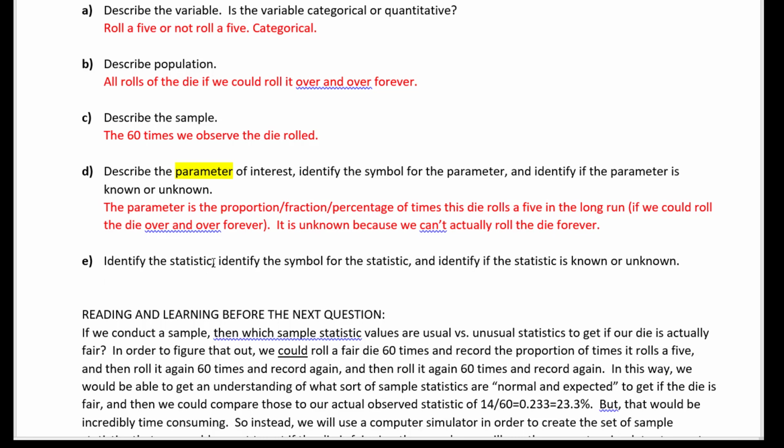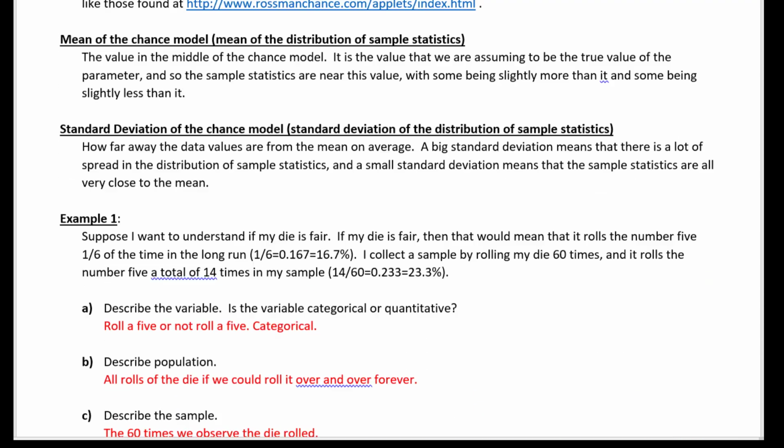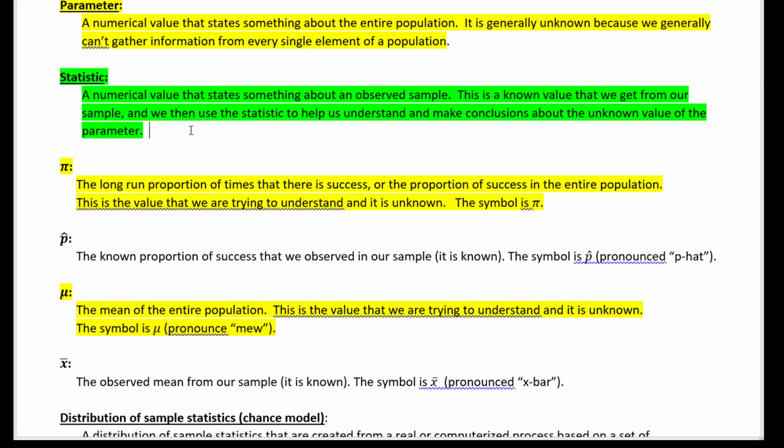Next, it asks us to identify the statistic. So that's also a very important word. We're going to use a statistic to help us understand the value of the parameter. So let's go back up here again. A statistic is a numerical value that states something about an observed sample. This is a known value that we get from our sample, and then we can use that statistic to help us understand and make conclusions about the unknown value of the parameter. So again, a statistic is a number related to your observed sample. We know it. We observed it. It's going to help us, though, try to understand the larger population.